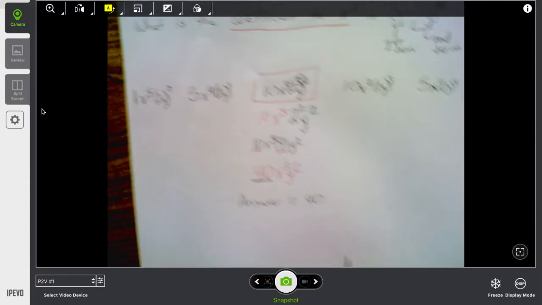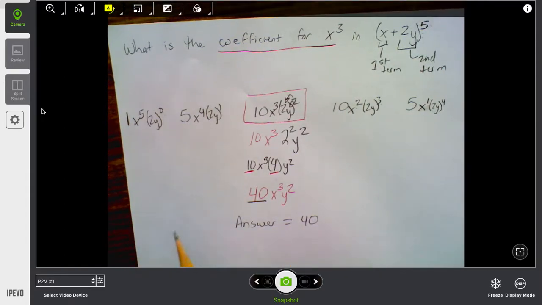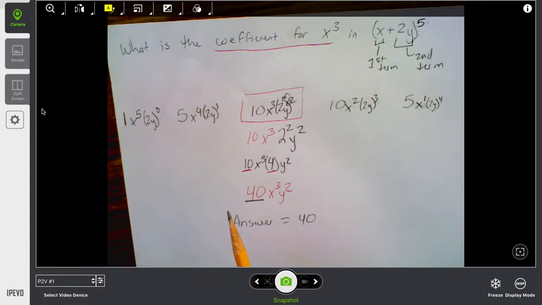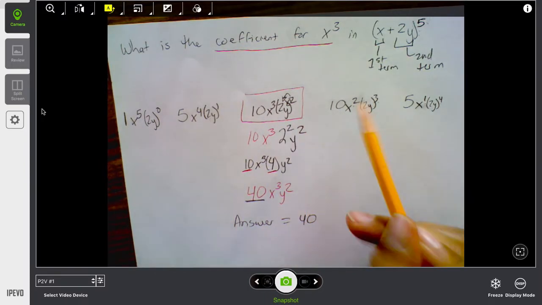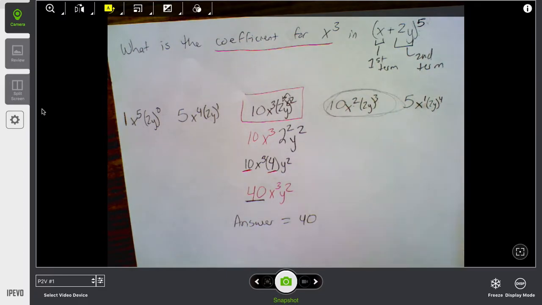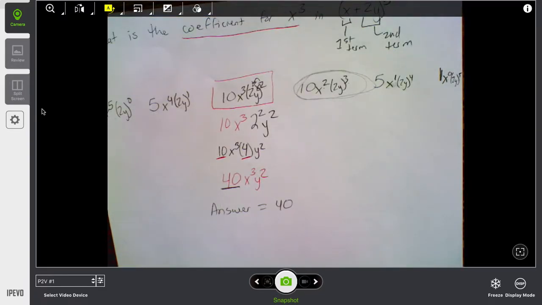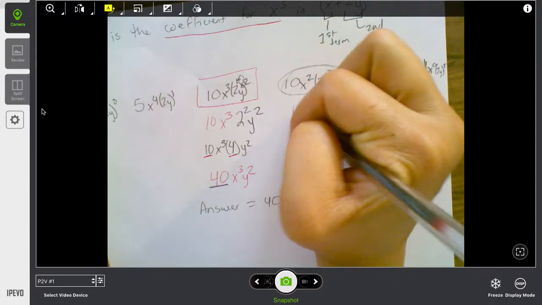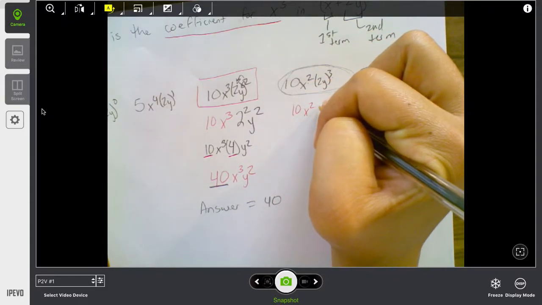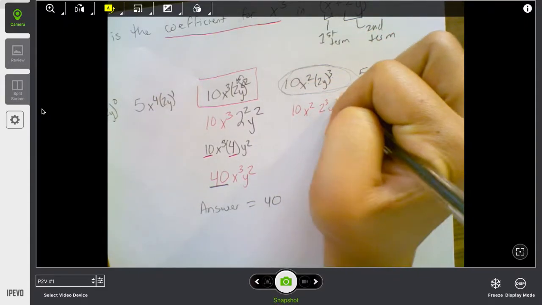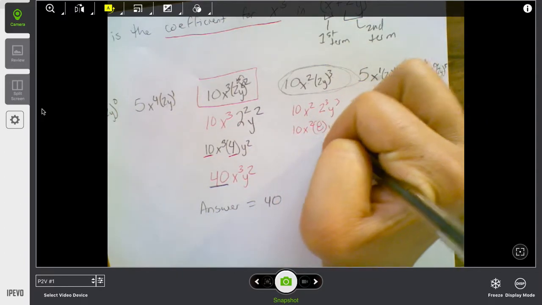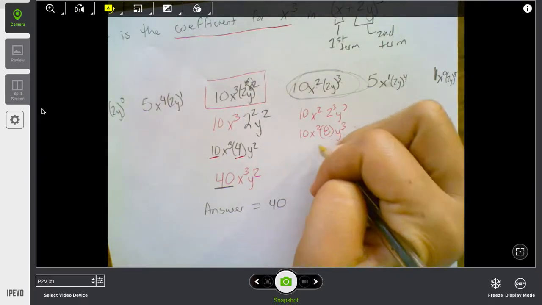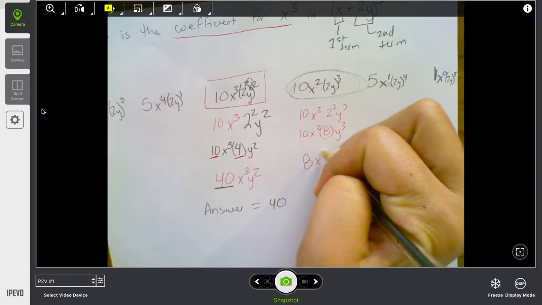You might also have a question on what is the 4th term in your expansion? If you were being asked that, you would count 1, 2, 3, 4, and you can simplify this. So if my next question was what is the 4th term of that expansion, let's go ahead and simplify this. 10x squared, 2 to the third, y to the third. 2 to the third is 8, y to the third, 10 times 8 is 80, x squared y to the third.